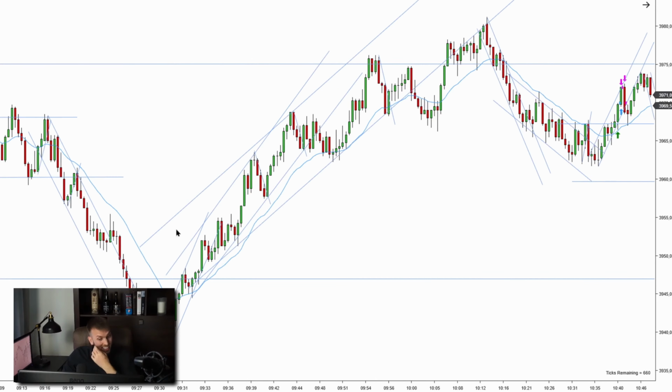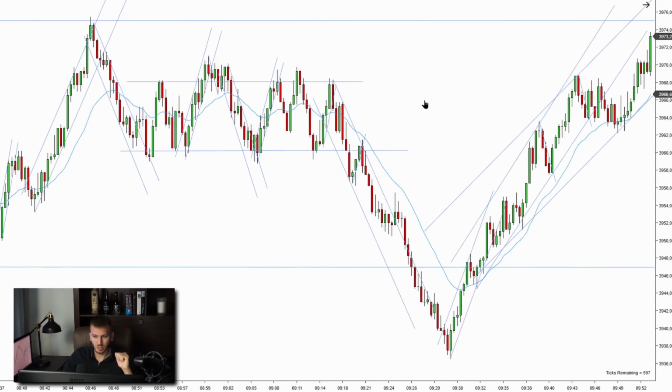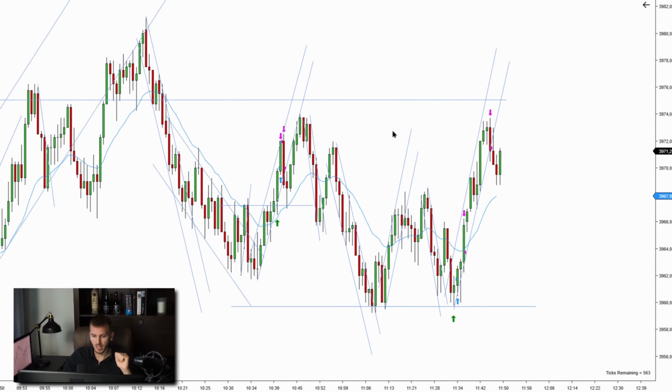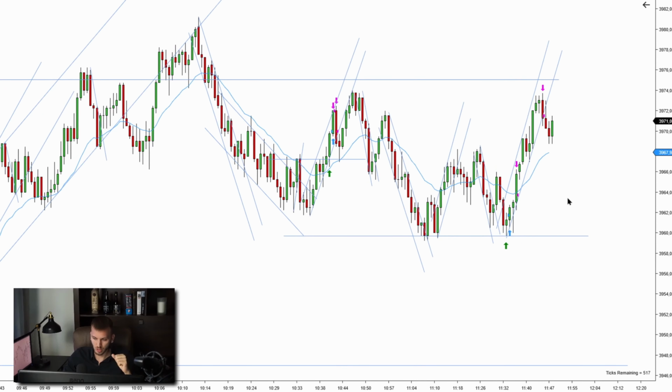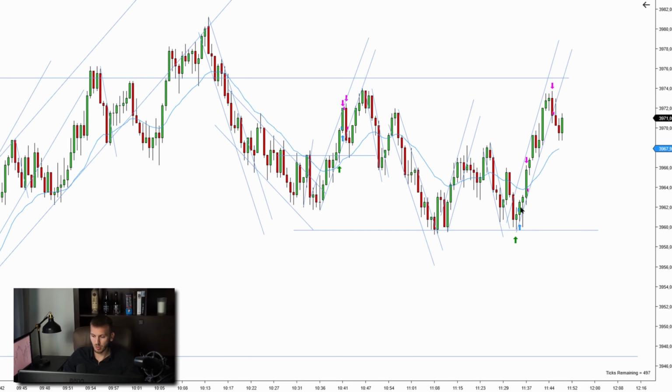We pretty much didn't get that many setups early on, so I was waiting, sitting on my hands for the most part. And then we managed to get a failed second entry short and a second entry long at the bottom of the trading range.